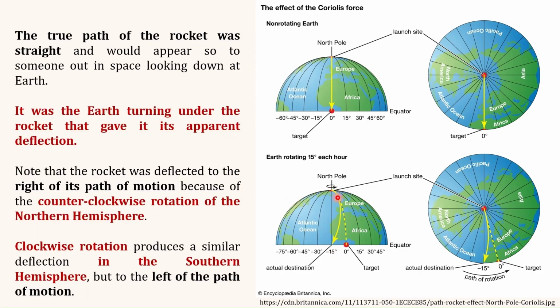The true path of the rocket was straight and would appear so to someone out in space looking down at the Earth. It was the Earth turning under the rocket that gave it its apparent deflection. When we are in the northern hemisphere, the rotation of Earth is counterclockwise. Thus, the deflection of the object or the fluid is towards the right of the path of motion. But for someone in the southern hemisphere, the rotation of Earth is clockwise. Thus, here the deflection is towards the left of the path of motion.